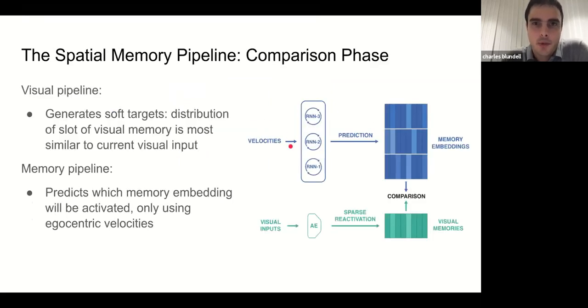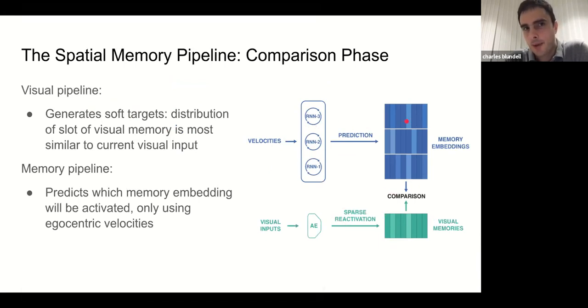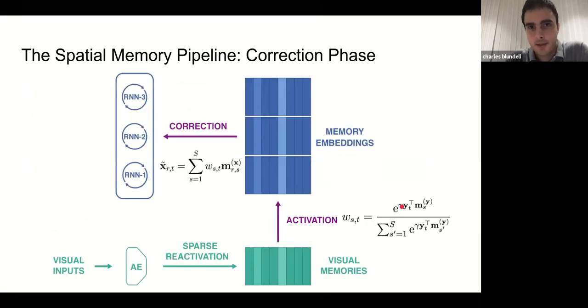Putting it all back together, hopefully it makes a bit more sense, because there are a few interacting parts. The visual pipeline generates these soft targets, a distribution over these slots, and then each recurrent neural network in the memory pipeline is asked to essentially predict that distribution over slots, but using an impoverished source of information. It's only really told velocities, or in one case, nothing, but it's also given corrections. So once it's made a prediction, there's a correction phase.